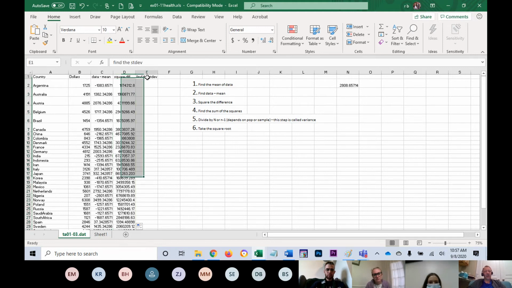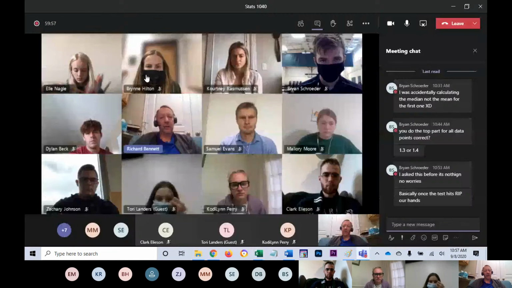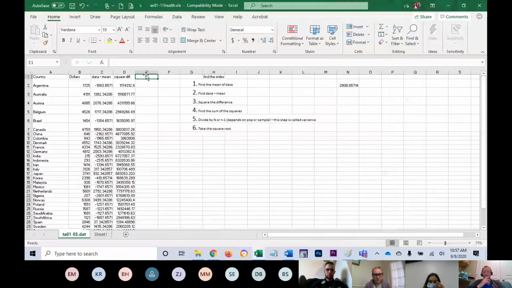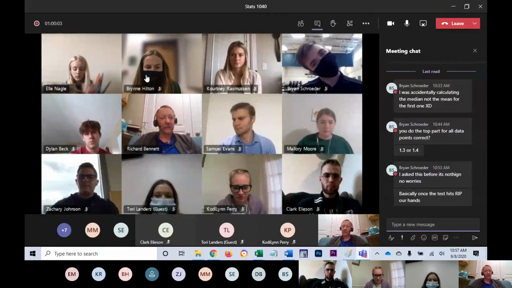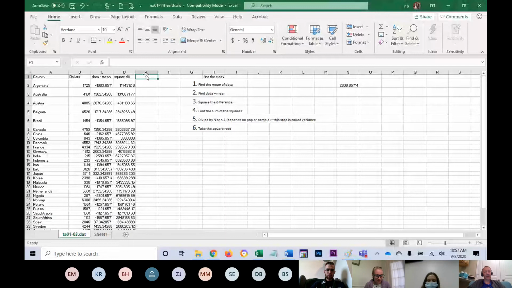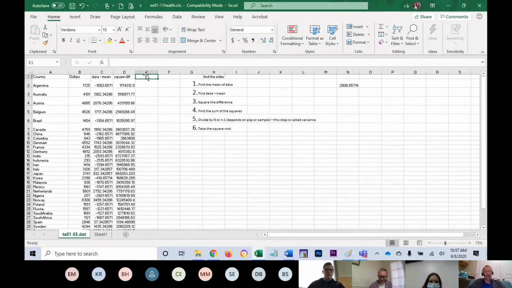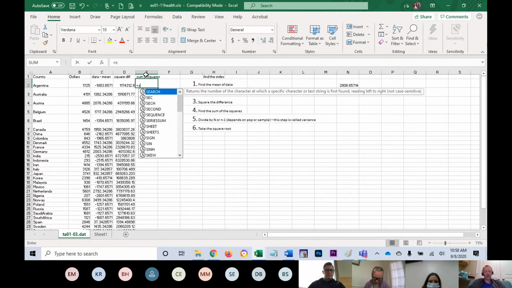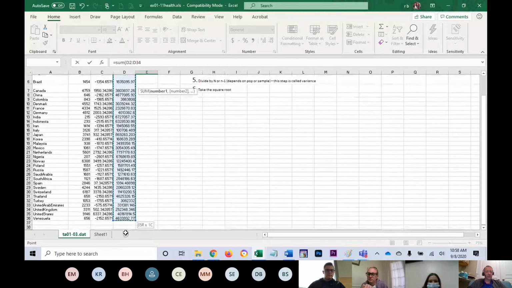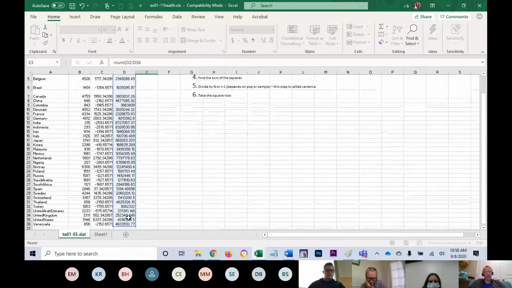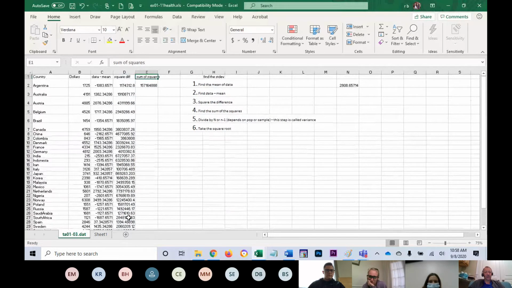Step number 4 is what, Zach? Do you want to be Zachary or Zach, or you don't care? I'll go by Zach. Zach, okay. So let's see, find the sum of the squares. So wouldn't we add them all up? Okay, so we're going to do the sum of this whole column right here, which is a honking big number. Okay.